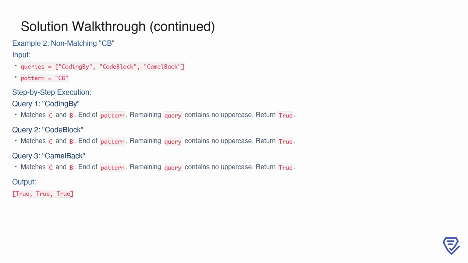For the second query, code block, the same process applies. Both C and B are matched sequentially, and no disqualifying uppercase letters remain, so this query also returns true. Finally, for camelback, we again match C and B in order, and the rest of the query contains no extra uppercase letters, resulting in true. The final output for this set of queries is true, true, true.